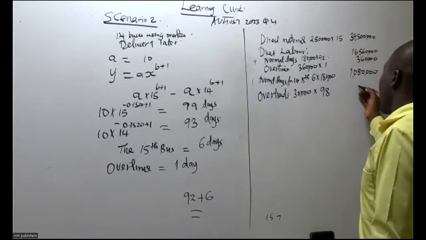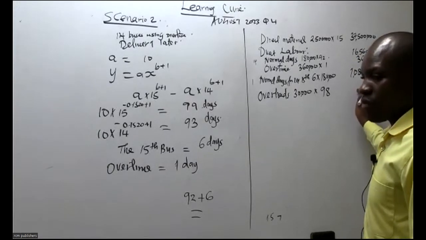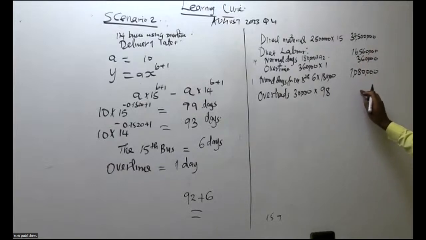So give me the answer here. 98 by 30,000, how much will we have? Someone.